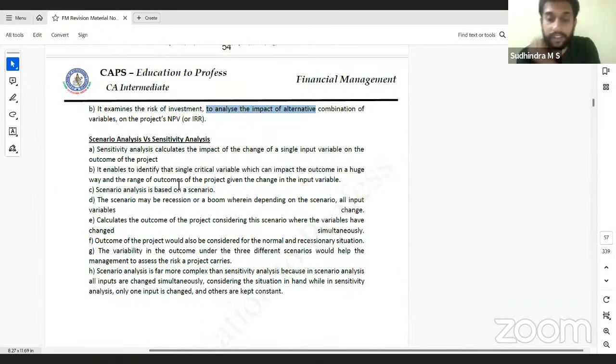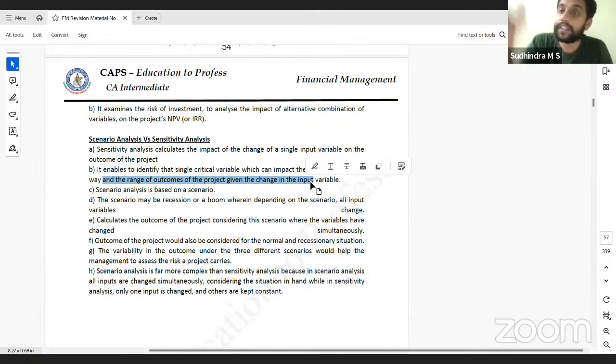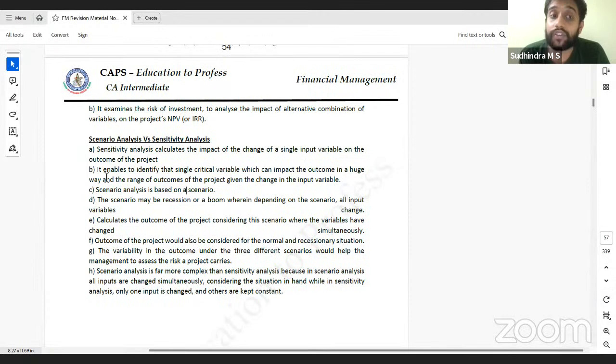So what's the difference? Sensitivity analysis calculates the impact of change of a single input variable on the outcome of the project. It enables us to identify that single critical variable which can impact the outcome in a huge way and the range of outcomes of the project given change in the input variable. So we can have different scenarios, different columns in sensitivity analysis: change in sales, change in variable cost, change in discount rate, change in cash outflow, initial investment, right? So individually we can look into it.